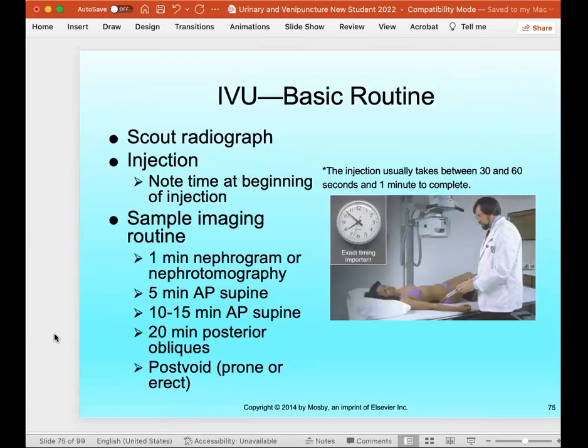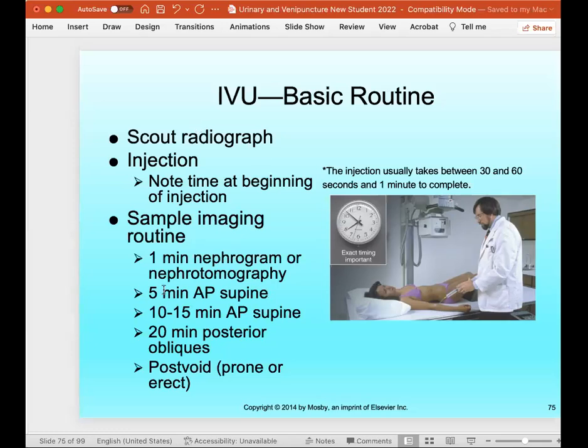All right, so this is the normal routine for a basic intravenous urogram. Your patient, you will inject the contrast media. It's very important, it's very time sensitive. The injection usually takes between 30 and 60 seconds, up to 1 minute, to complete. Inject the contrast media, making sure that you are watching your patient, making sure that they're not having an allergic reaction. You want to note the time at the beginning of the injection.